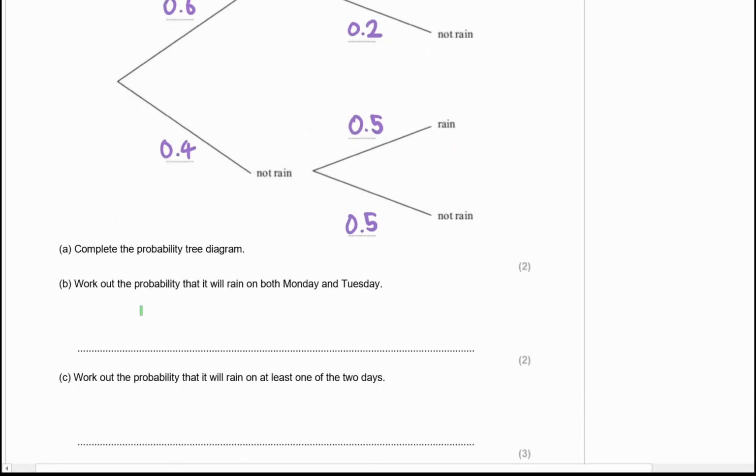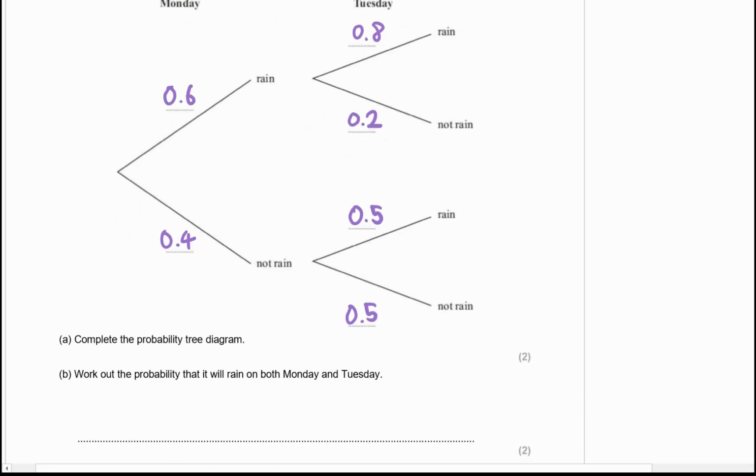Next, work out the probability that it will rain on both Monday and Tuesday. So rain both days, that will be this path here, and you will just times those numbers together. 0.6 times 0.8, which gives you 0.48.